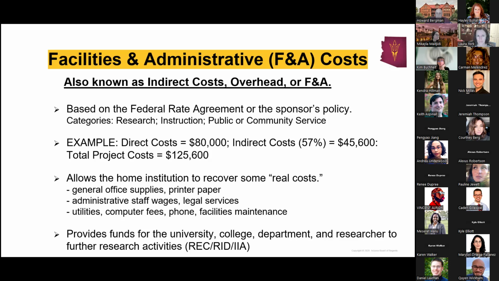It may be split, right? You may have somebody from teachers college and somebody from engineering. How is that broken down? Who gets what percentage? That's what the REC part is, the recognition. RID is research incentive distribution. That comes back to your unit, your college or department.